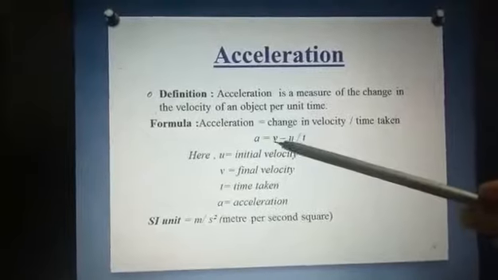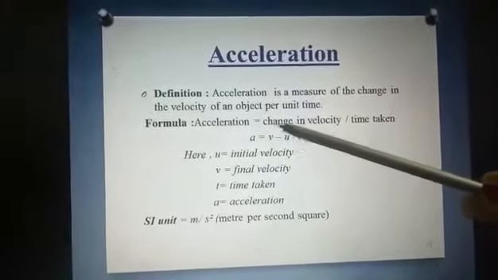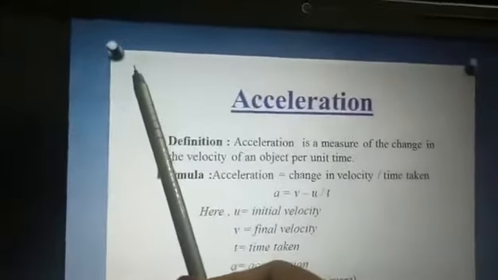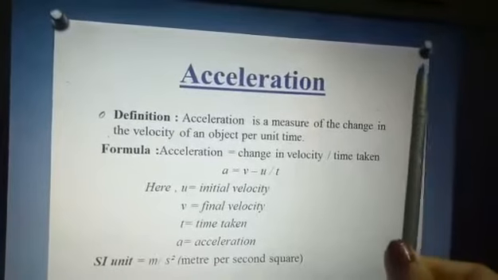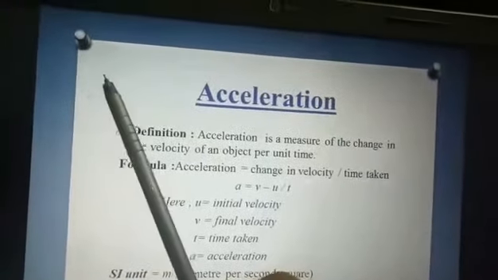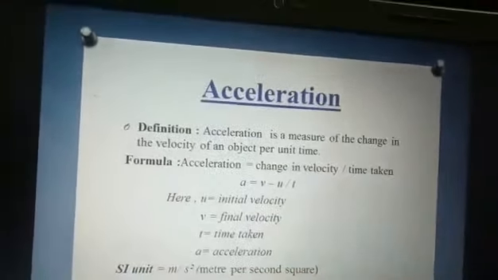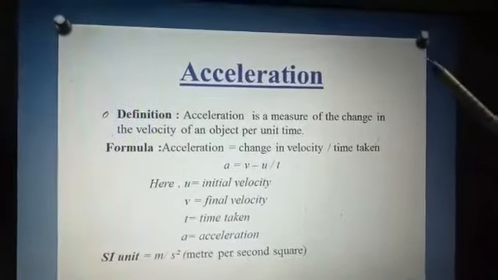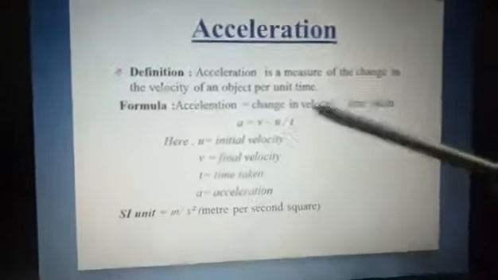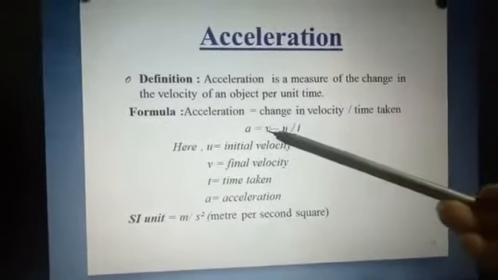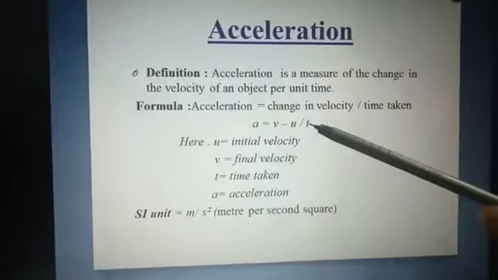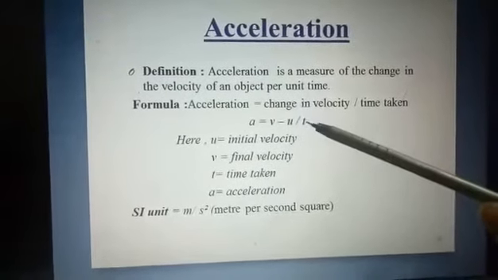Change in velocity is final velocity minus initial velocity. Final velocity means, suppose initially the object is present here and after some time the object is here. So the velocity at the starting point is known as initial velocity, and the velocity at the final point is known as final velocity. So change in velocity means final velocity minus initial velocity, and the total time taken for this journey is known as t.